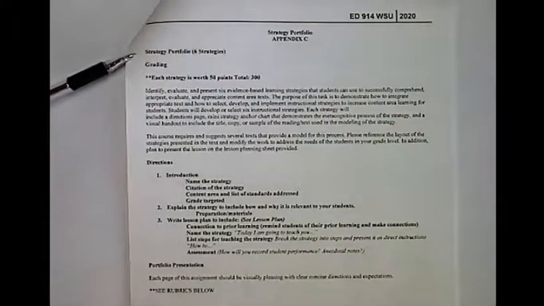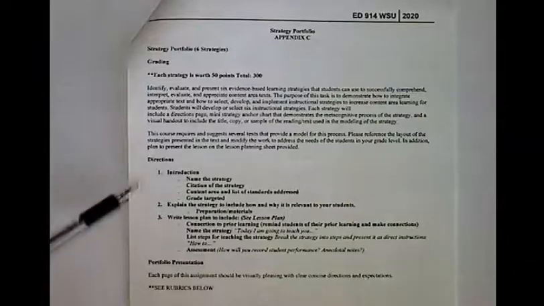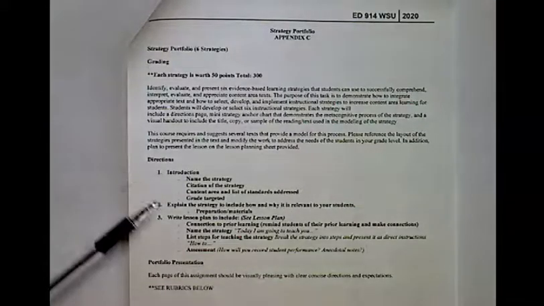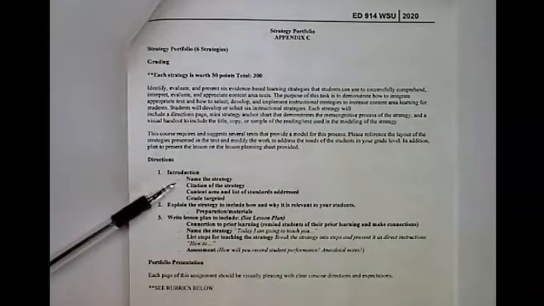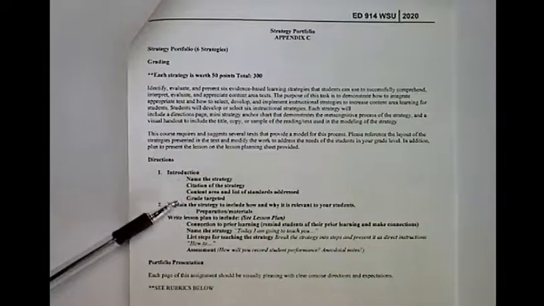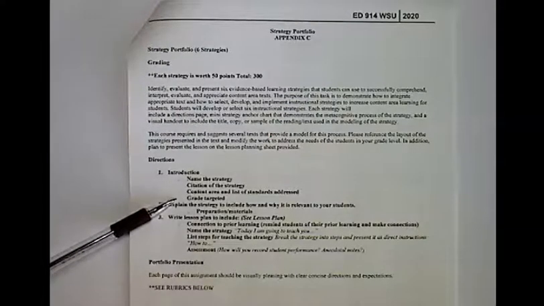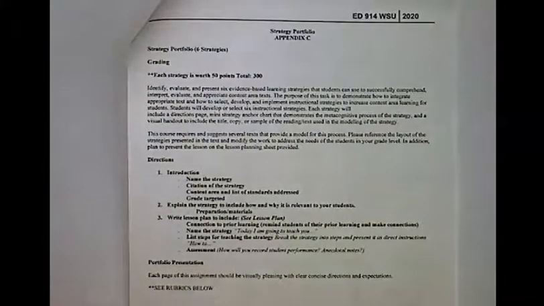You'll be selecting 6 strategies to present. Each strategy should be structured according to the directions. So the first part of the strategy assignment will present the introduction, where you will name the strategy, provide a citation of where you found it, and you'll discuss the standards addressed for your grade level. Then you'll briefly explain why you selected the strategy. You might reference observations from your students or assessment data that you may have collected.